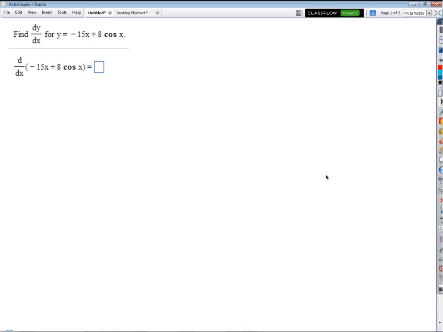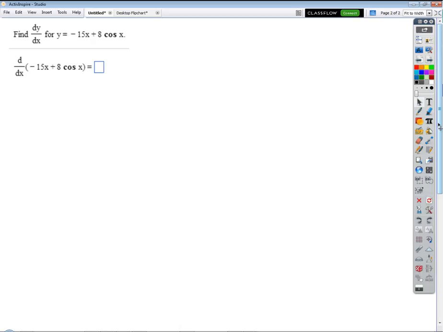Okay, so this guy, we're supposed to differentiate. Does this notation make sense? If we want to calculate dy/dx, we're going to take the derivative of y when y equals this function, negative 15x plus 8 cosine x, right? Another way of saying that is, we're just going to take the derivative with respect to x of that function. Does that make sense? Good, because it's important that the notation makes sense. All right, so we're just going to differentiate this.